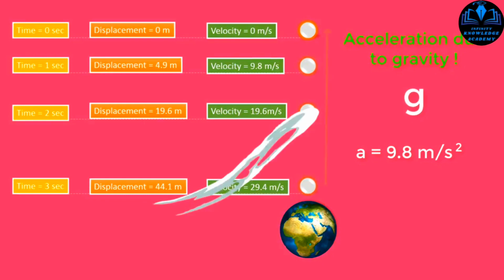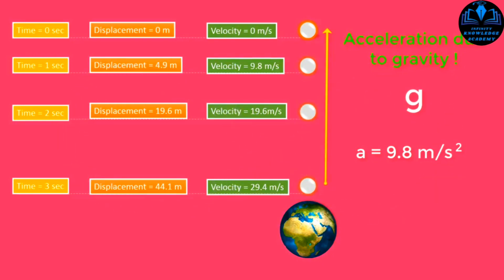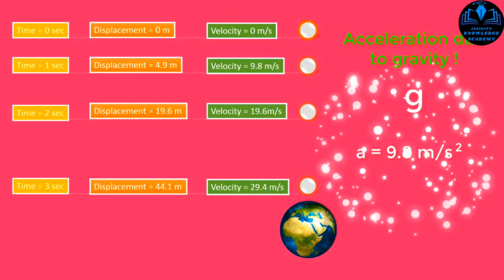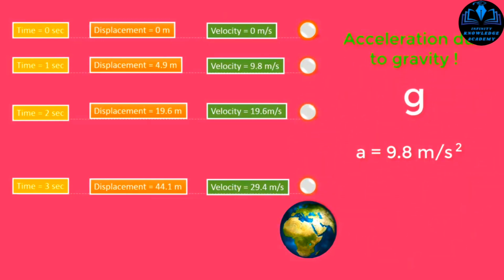If I throw a body in upward direction, what will be its acceleration at the peak point? I know that if I throw a body with initial velocity of 29.4 meter per second in upward direction, after 3 seconds, its velocity will be 0 meter per second. Thus, at the peak point, the velocity of a body is 0 meter per second, but still its acceleration is 9.8 meter per second square.